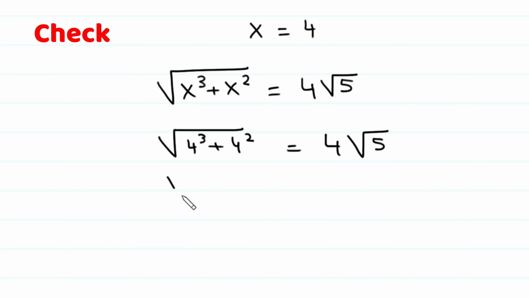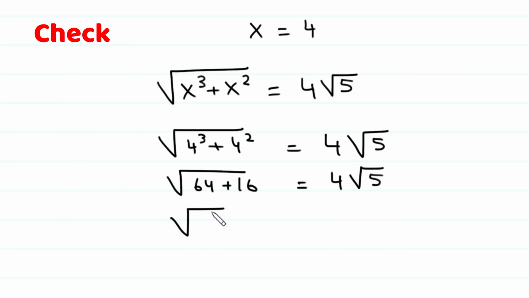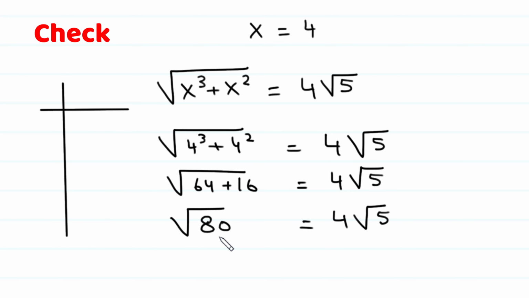Next, square root of 4 to the power 3, which is 64, plus 4 to the power 2, which is 16, is equal to 4 times square root of 5. Next, square root of 64 plus 16 is 80, is equal to 4 times square root of 5. Now we factorize this 80.